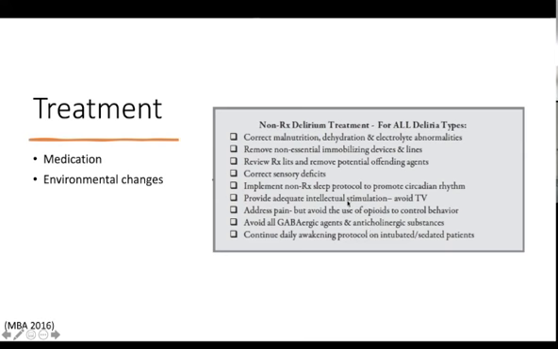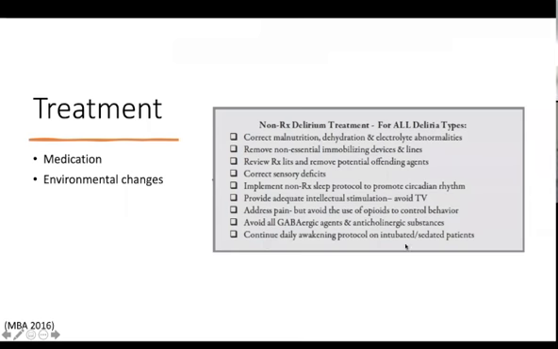Adequate intellectual stimulation. You want them to be thinking, but you don't want them to be vegging out and just watching TV. You're kind of walking a tightrope because pain causes delirium and opiates cause delirium. So you don't want them to be in pain, but you don't want to address their pain so much, because meds also cause delirium. So sometimes you're between a rock and a hard place here. Avoiding some meds, and then daily awakening.